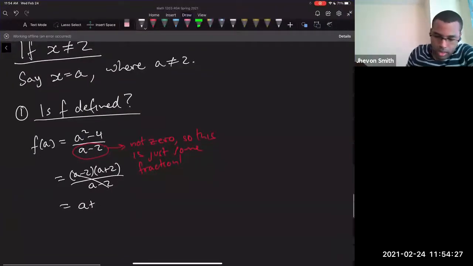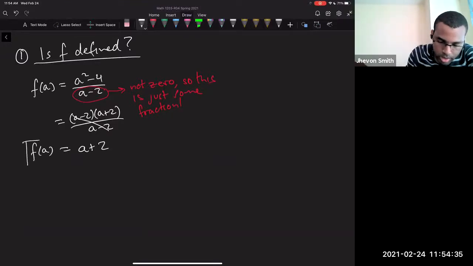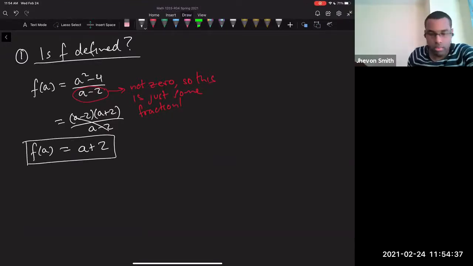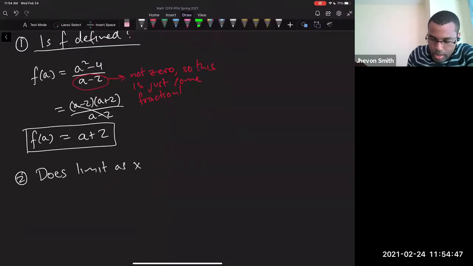Okay, so if I plug in a, it's not 2, it's just a fraction that I can reduce. So I get f of a is equal to this. Okay, awesome. Does the limit as x approaches a of f of x exist?